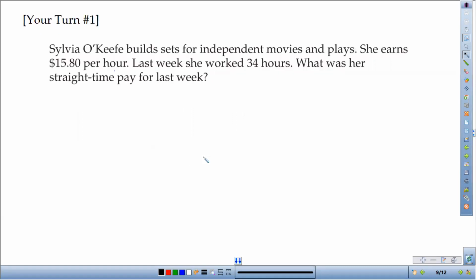Why don't you guys take a minute and do this one on your own? What is the straight time pay for Sylvia? She earns $15.80 per hour. Last week, she worked 34 hours. What is the straight time pay?